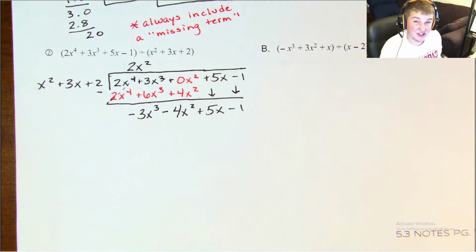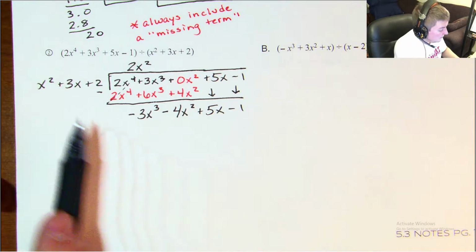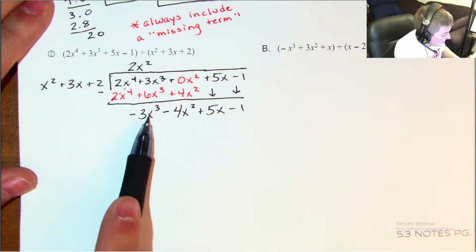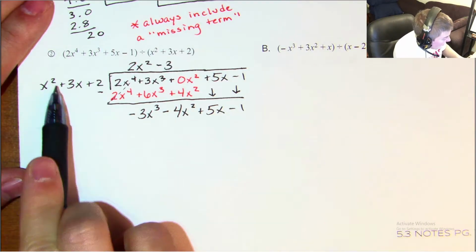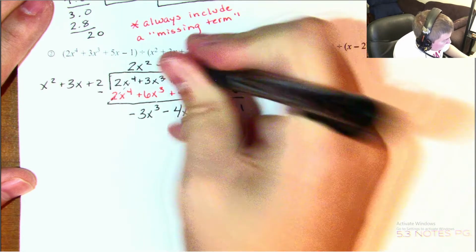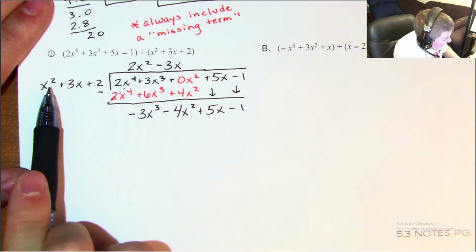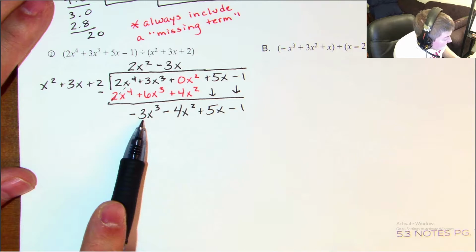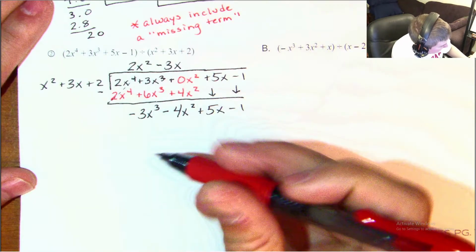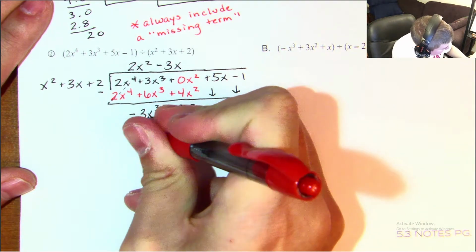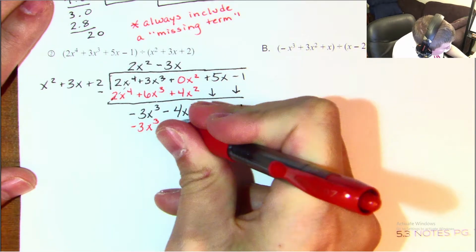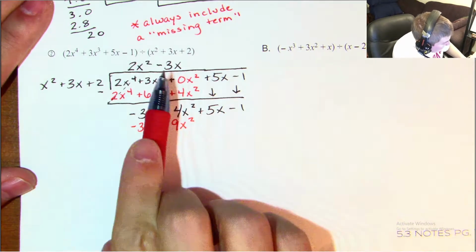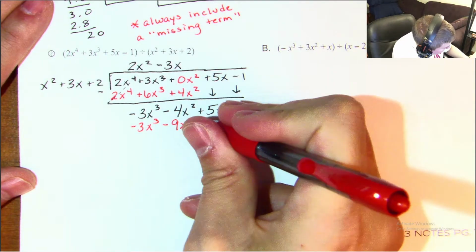Okay, and now I can just repeat my process. What do I have to multiply x squared by to become negative 3x cubed? Well, I'm going to have to multiply by negative 3, and I'm also going to have to multiply it by x. Negative 3x times x squared is negative 3x cubed. Negative 3x times 3x is minus 9x squared. Negative 3x times 2 is negative 6x.